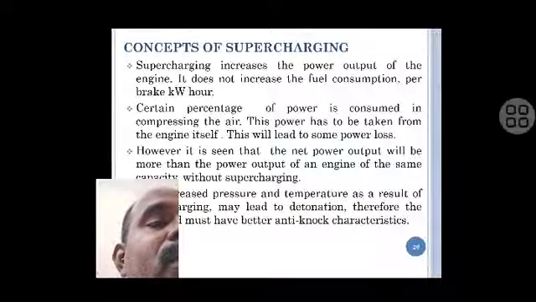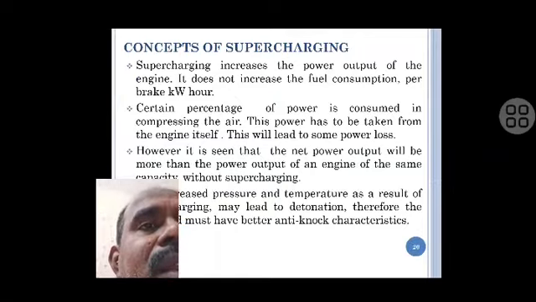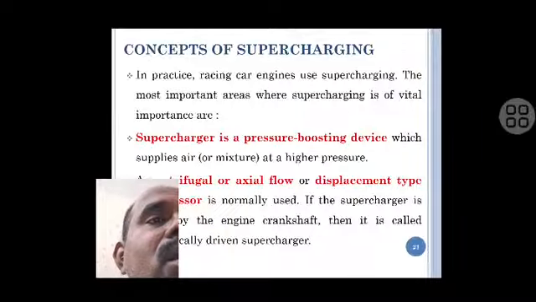The increased pressure and temperature as a result of charging may lead to detonation. Thereby, the fuel must have better anti-knocking characteristics. Racing car engines use supercharging. These are the most important areas where supercharging is of vital importance.